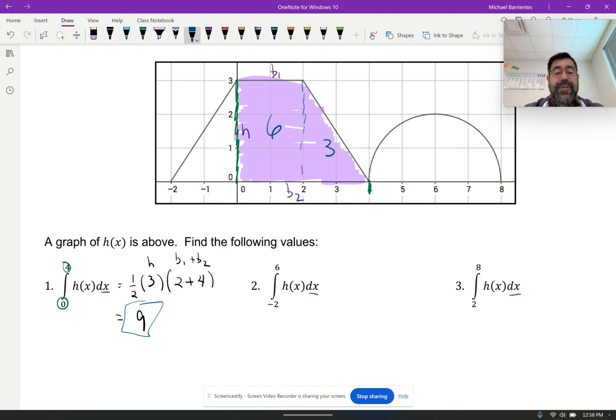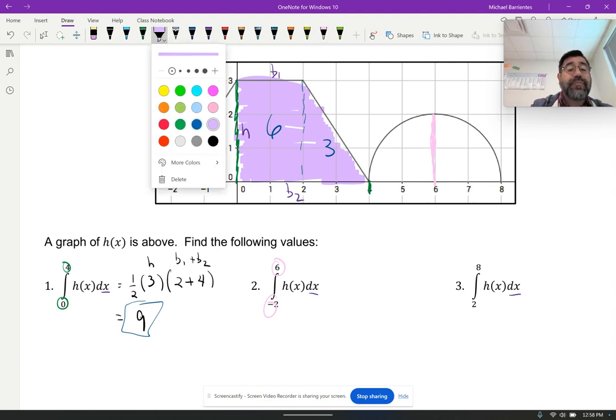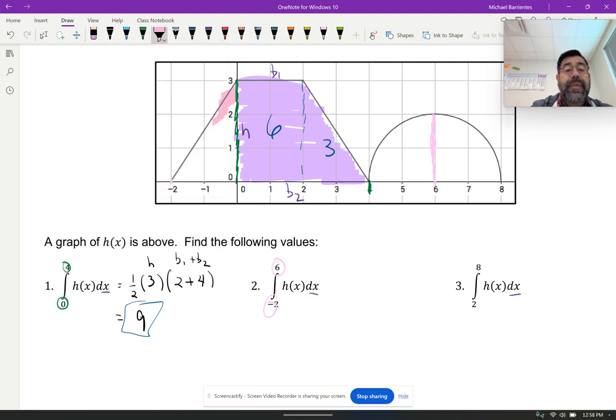When I look at number two, it starts at a different spot. It starts at -2. So now I'm starting over here, and I'm going all the way to 6. Oh, I'm stopping over here. Well, the good part is this middle part we already know is 9. So all we need to do is figure out this triangle area, and then this quarter circle area, right? Because we were given a half circle, but this is half of that. So this is a quarter circle. So let's start with what we know. We know this middle part is 9.